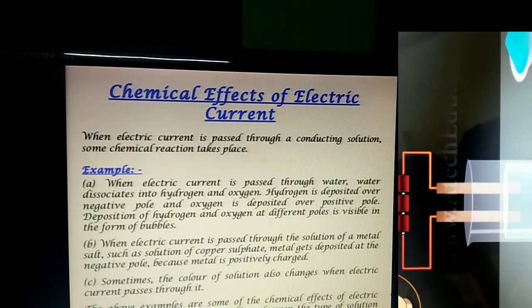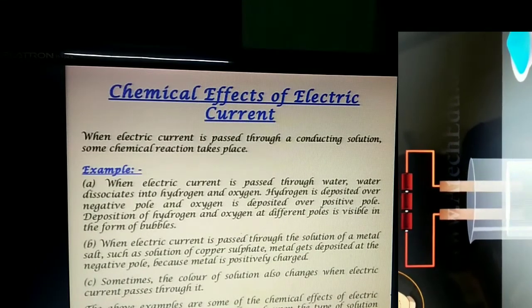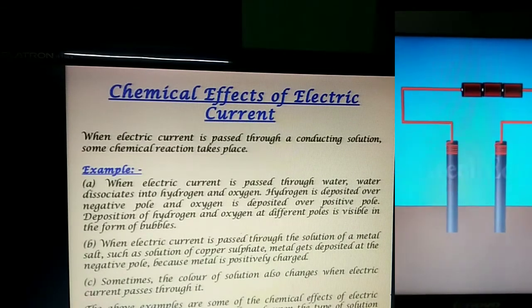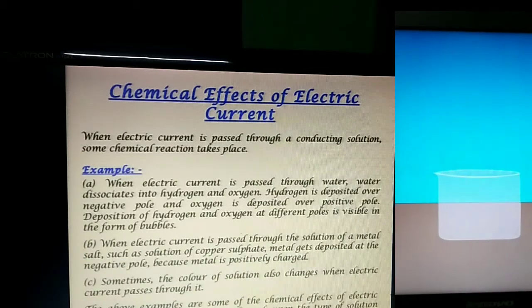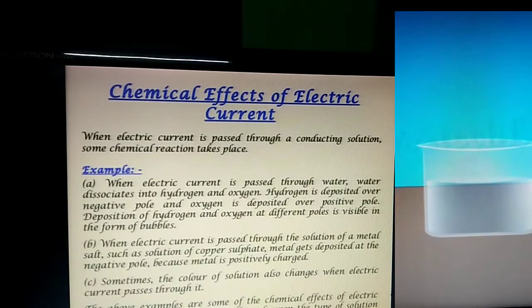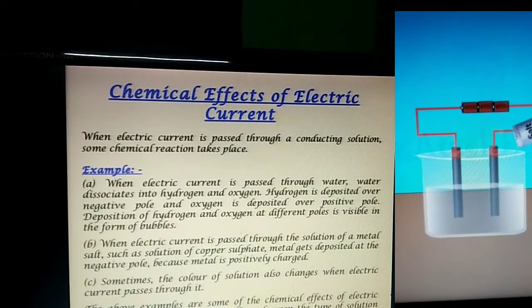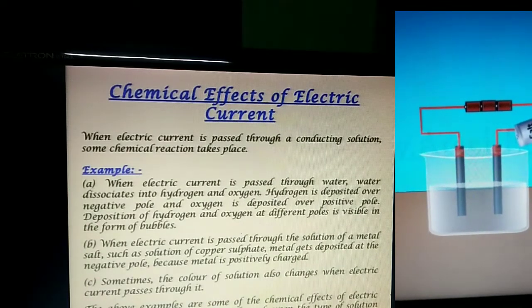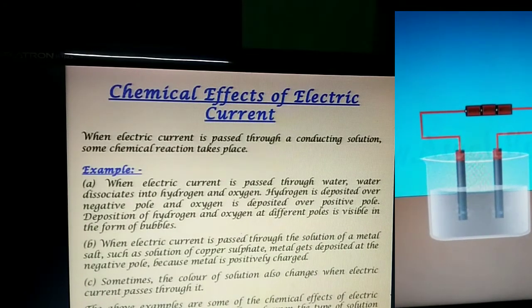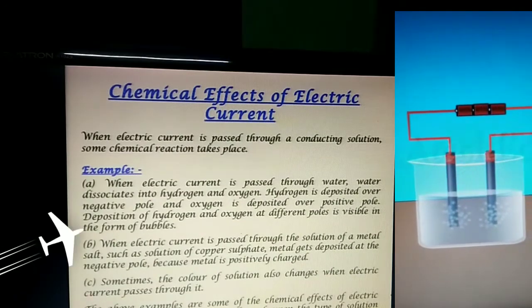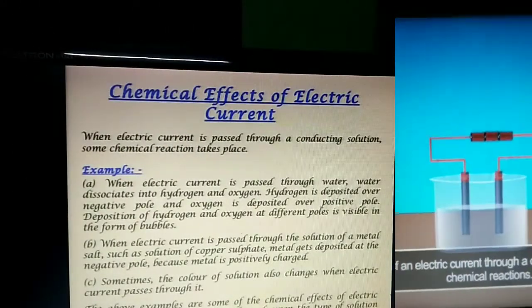How can you say that a chemical reaction occurs? When electric current is passed through water, water dissociates into hydrogen and oxygen. Hydrogen is deposited over the negative plate and oxygen is deposited over the positive plate. Deposition of hydrogen and oxygen at different poles is visible in the form of bubbles.